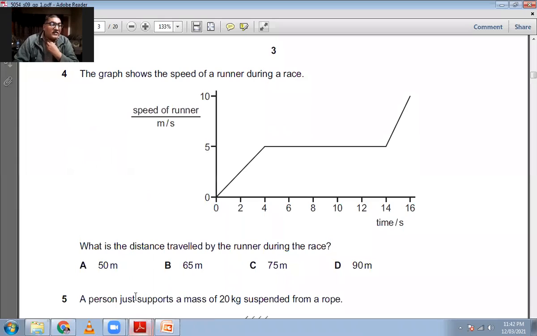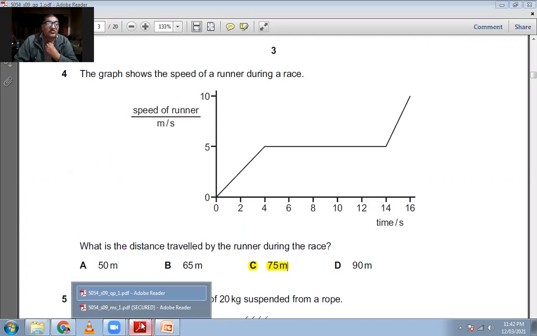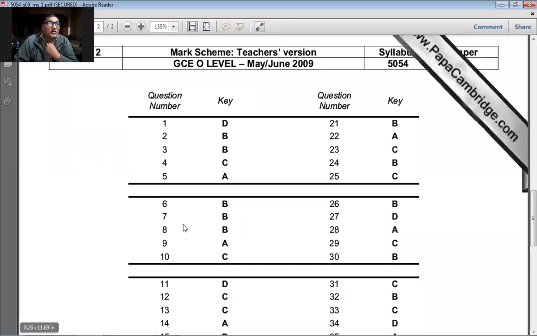So let's check. Do we have that answer? 75 meters. I think C is the right answer. Question number 4, C is the right answer.